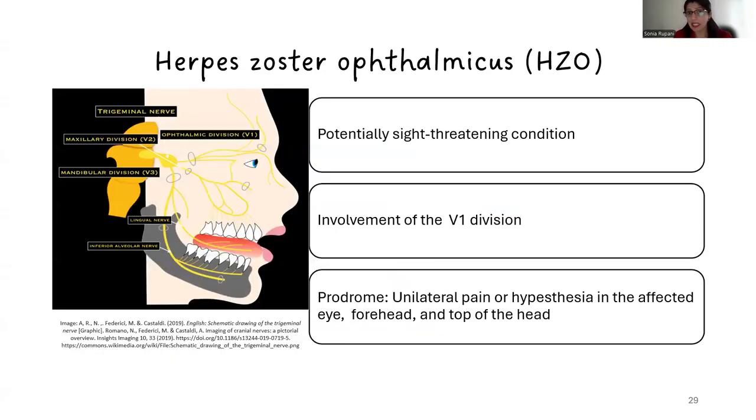Herpes zoster ophthalmicus, again, is where V1, the ophthalmic division, is being affected. If you look at this image here, this is our trigeminal nerve. We have the ophthalmic division, V1, then the V2, the maxillary, and then the mandibular, right? If you look at the ophthalmic only, we see how it travels to the nose, to the forehead, up to the head, right? It's going to the cornea and so on.